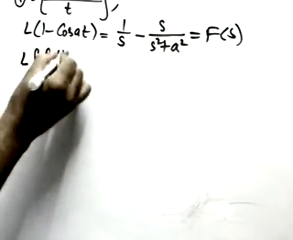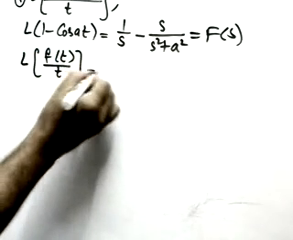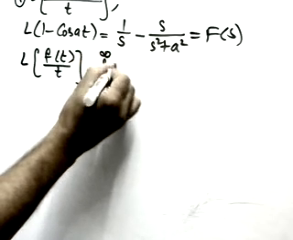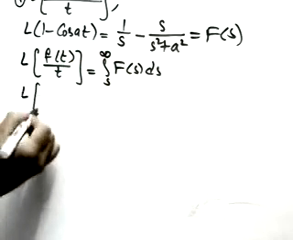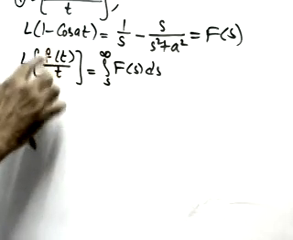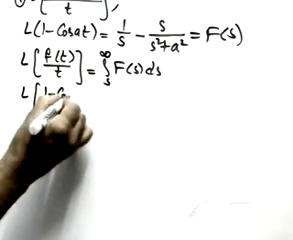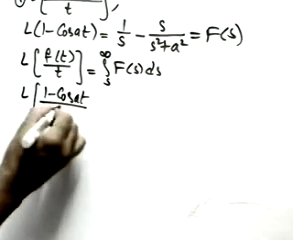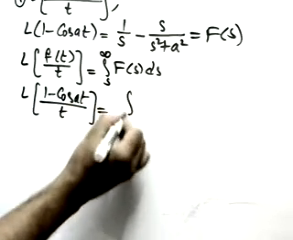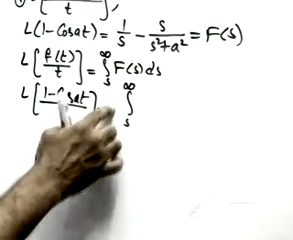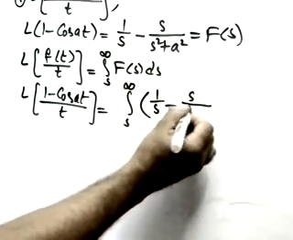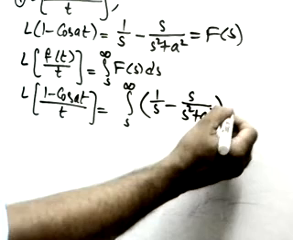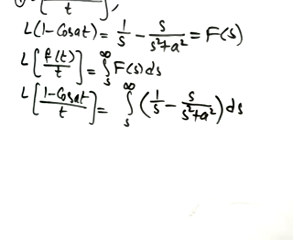So when we use this formula, Laplace of f of t by t is the integration from s to infinity of F of s ds. In the same way, here f of t is 1 minus cos at by t. This formula will be the integral from s to infinity of F of s, where F of s is 1 by s minus s by s square plus a square, ds.